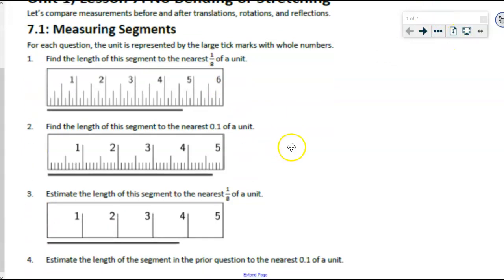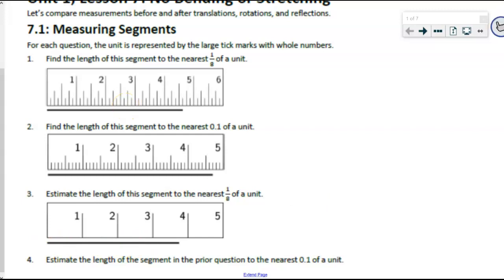We have these different segments of some rulers. Some have really large tick marks, some have smaller tick marks separating it up into smaller pieces. What I want you to do is find the length of each line segment to the nearest whatever it says. So for the first one, the length to the nearest 1/8 of a unit. The length to the nearest 0.1 of a unit, you have to understand what that means. And again, the length to the nearest 1/8 of a unit. So pause the recording, put down your estimates, and then we'll continue with that information.